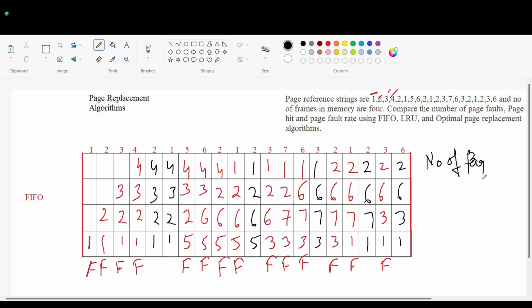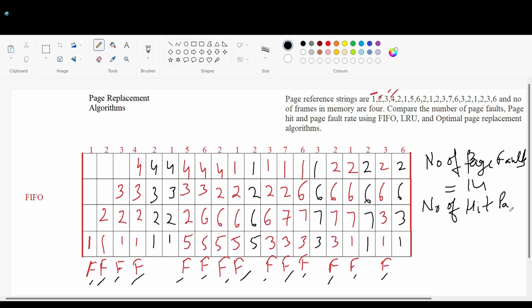Number of page faults is equal to 1, 2, 3, 4, 5, 6, 7, 8, 9, 10, 11, 12, 13, 14, right? And number of the hit pages is equal to how many? The black ones, 1, 2, 3, 4, 5, 6, right?